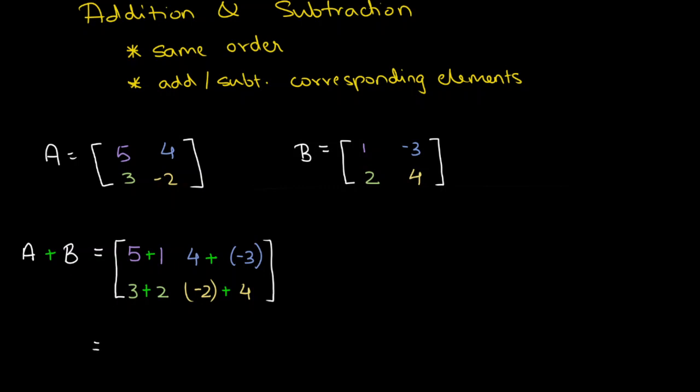And now if we are to solve this, what do we get? Let's see, 5 plus 1, which is 6. 4 plus -3, so that is 4 minus 3 will give you 1. 3 plus 2, 5. And -2 plus 4, which makes it 4 minus 2, which is 2. So this is our answer for matrix A plus matrix B. Rather straightforward approach, just add the corresponding elements.